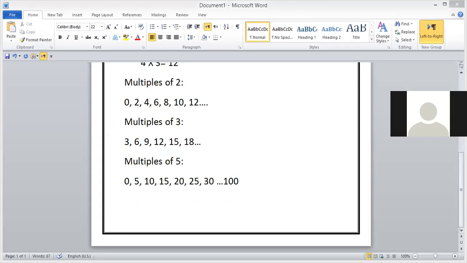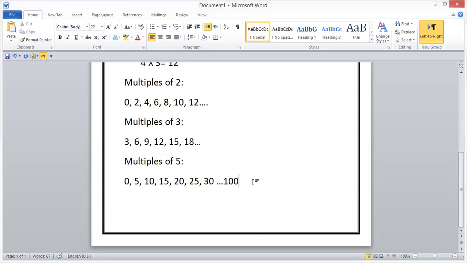Okay, finish it fast because we have to start question number 1. Question number 1 from the book. So finish it fast, guys. The question number 1 in the book is: write the first 5 multiples of 2, then 3, then 5, and then 10. Okay, so we will write it.